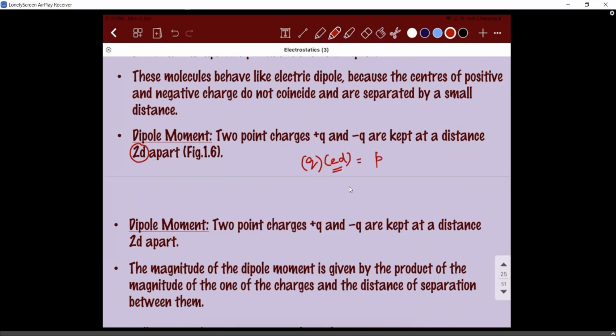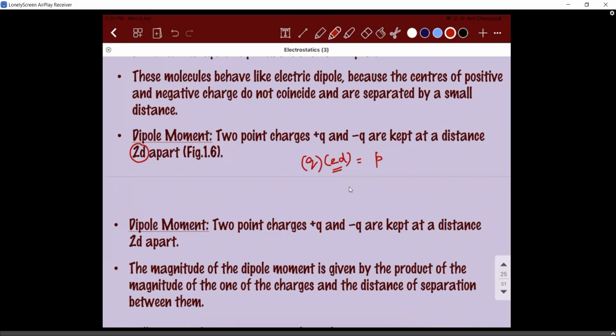Now comes an important question. I understood the mathematical definition of it, but is it a scalar quantity or a vector? Does dipole moment have direction associated with it? Think about it. Actually, it is a vector quantity, because the dipole moment of a particle or a molecule is defined from negative charge towards positive charge. It is exactly in the direction opposite to the electric field. That is how it is defined.